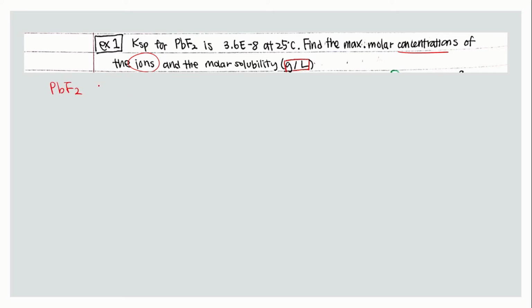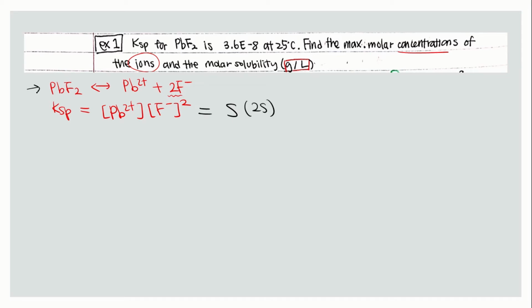PbF2 will become lead ions plus 2F minus. So the Ksp expression will be the concentration of lead ions times the concentration of F minus squared because of this coefficient of 2. Now we have to assume that the concentration of Pb2+ is S and the concentration of F minus is 2S, because from this expression we know that the concentration of fluoride ion will be twice the concentration of lead ions, and then we square 2S.